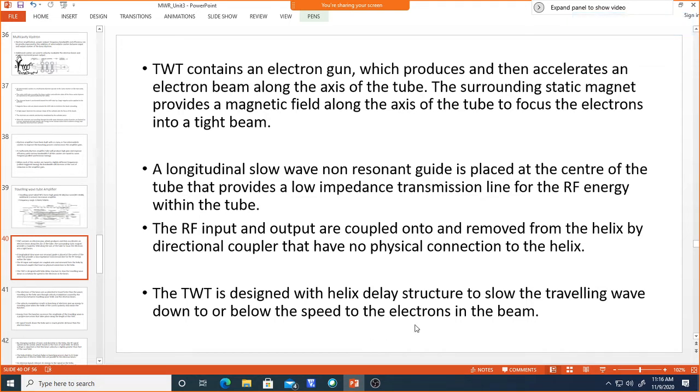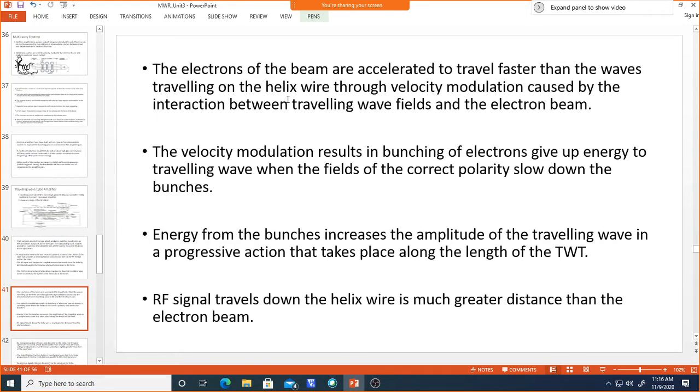As I said, the DC velocity of the electrons will be high compared to the wave traveling on the helix structure. By doing this delay, the energy transferred from the cathode to the electrons can properly be given as kinetic energy to the slow wave structure. The electrons are accelerated to travel faster than the traveling wave on the helix wire, so they are velocity modulated.